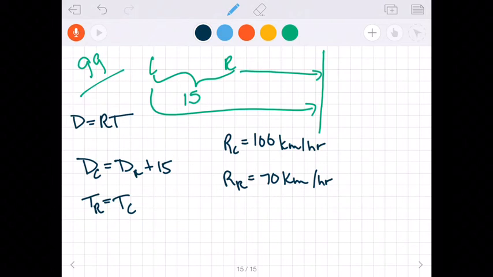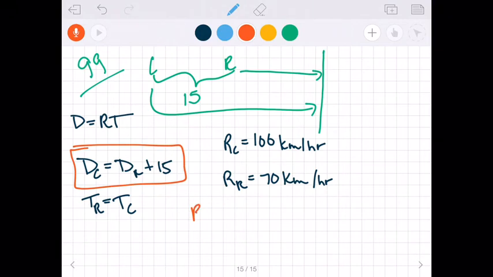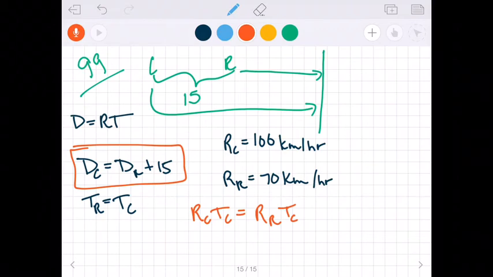So now we can start to substitute. I'm going to go back to this equation right here and substitute RTs for my Ds. So RC TC equals RR, the rate of Rachel, times the time of Rachel. But since our times are the same, I'm just going to put TC there. We really don't even have to have a subscript on our times because our times are the same. So that's really helpful. And we know what our rates are.